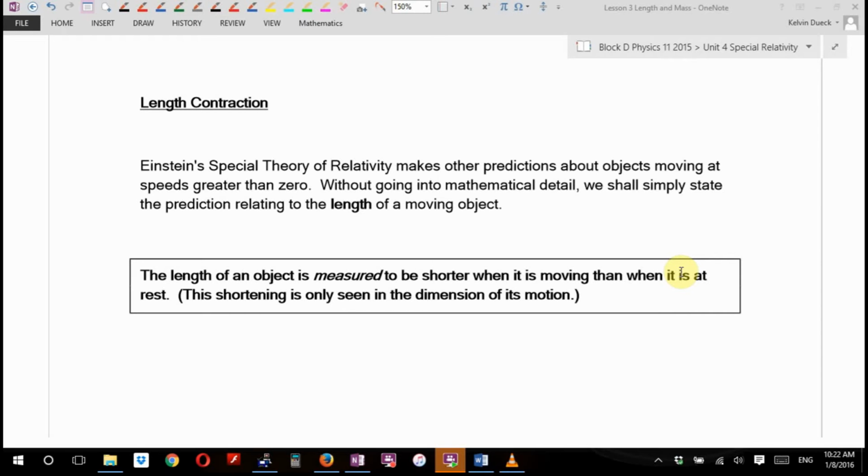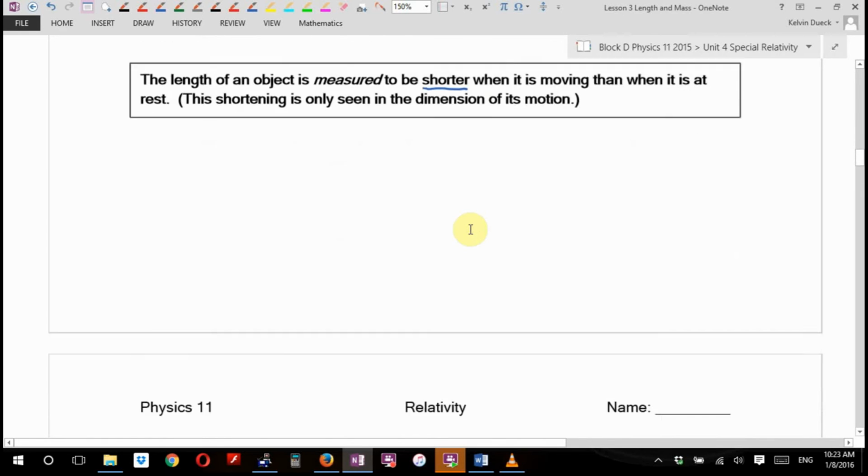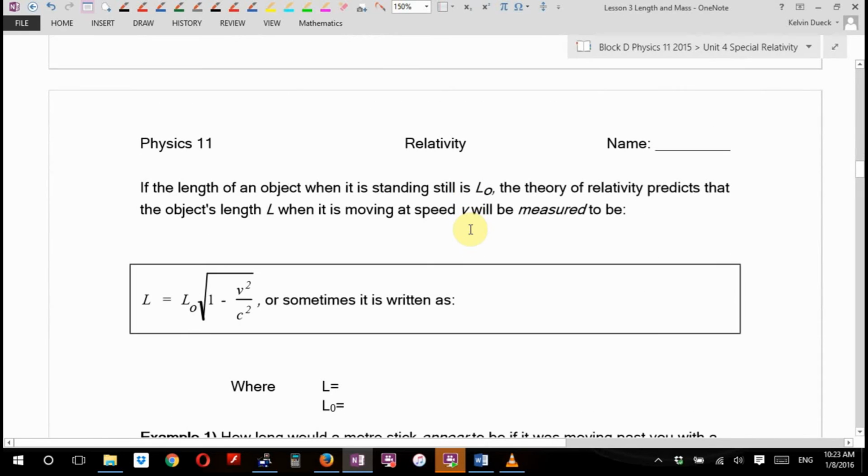Do you remember last day we did the traveling to Proxima Centauri question? And we noticed that even though the Earth thinks that that star was, I think it was 4.24 light years away, a fast-moving ship would measure a completely different length. So, Einstein's special theory of relativity makes other predictions about objects moving at speeds greater than 0. Without going into the mathematical detail, we'll simply state that it predicts that lengths get smaller in the same direction that you're traveling. Turns out we can describe that with an equation. Turn the page.